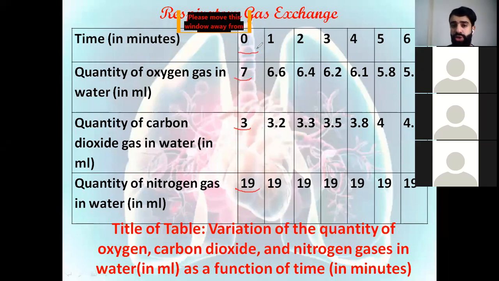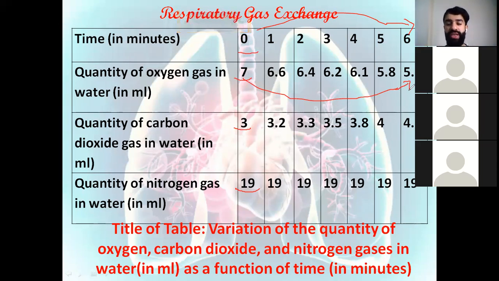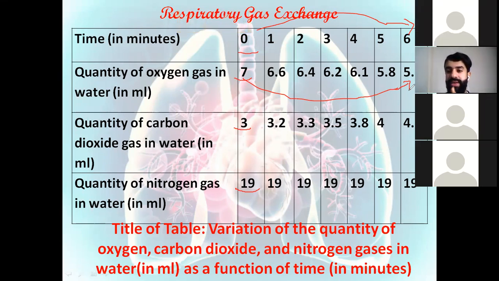As time passes, or as time increases from 0 to 6 minutes, the quantity of oxygen decreases from 7 to about 5.6. Who can tell me what we can deduce from this? The quantity of oxygen is decreased, meaning that oxygen is consumed or oxygen is released.